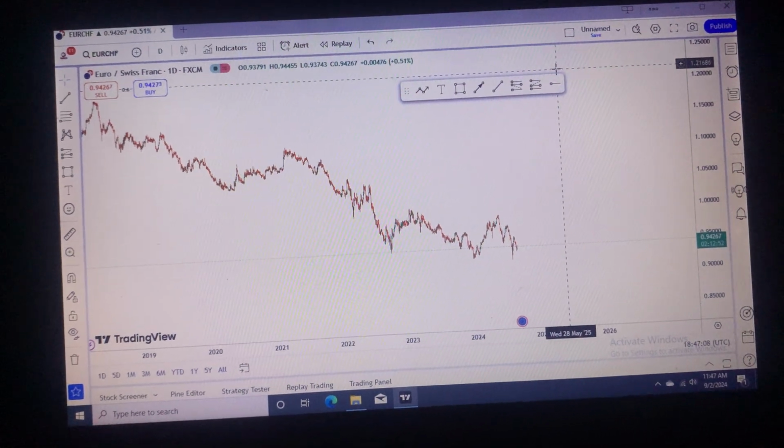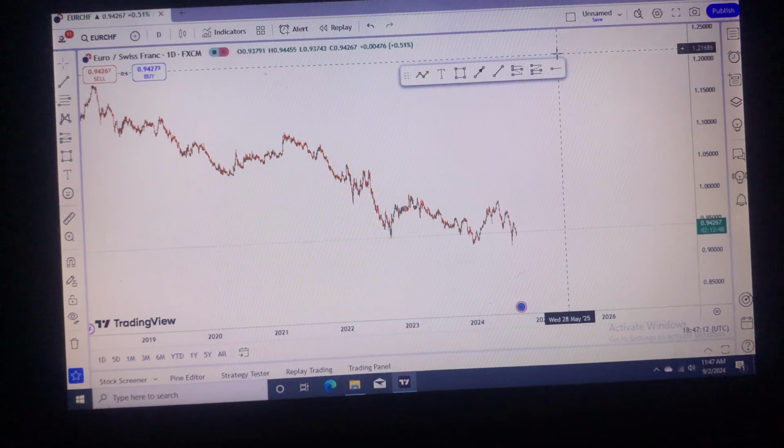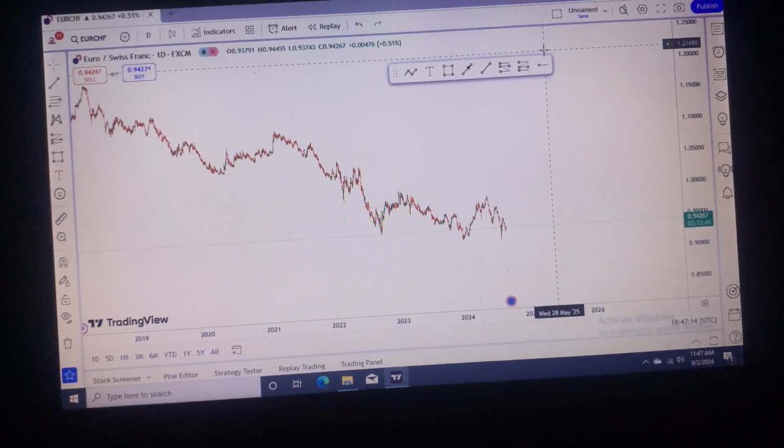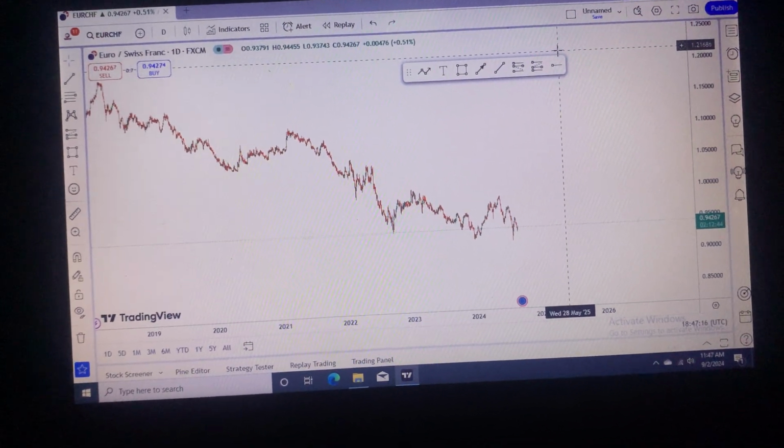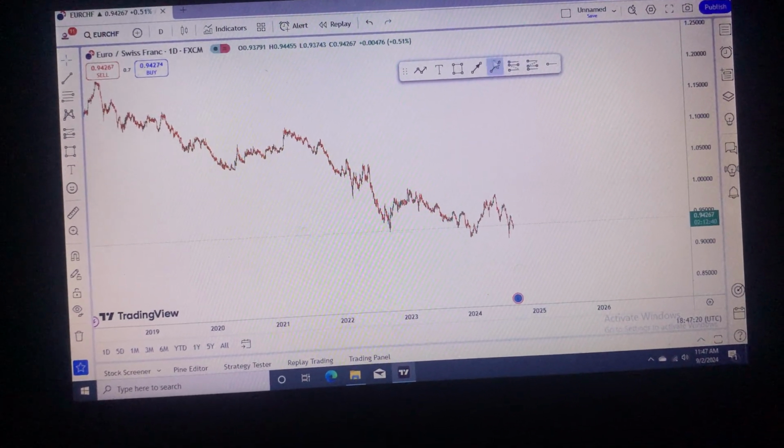If you are a scalper or intraday trader, you can make use of this analysis because you will know the strong demand zone and the strong supply zone on the higher time frame. So now let's get started.